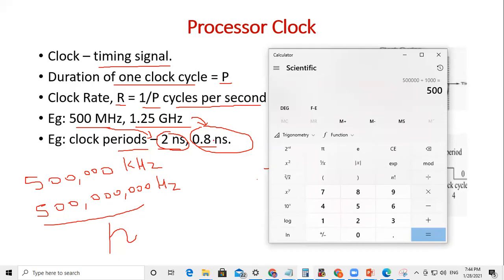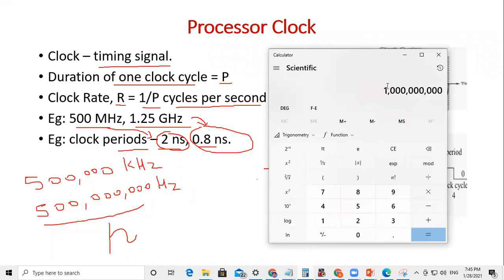Similarly, you can work it out for 0.8 nanosecond also. Let me do that. Again, one second contains 1000 milliseconds. Again add three zeros, this many microseconds is equal to 1 second. Again add three zeros, this many nanoseconds is equal to 1 second. Now T, that is one clock cycle, is 0.8 nanoseconds. So how many clock cycles will be there in 1 second?